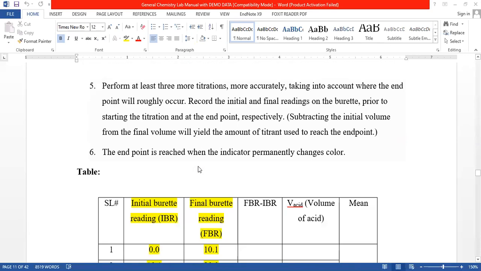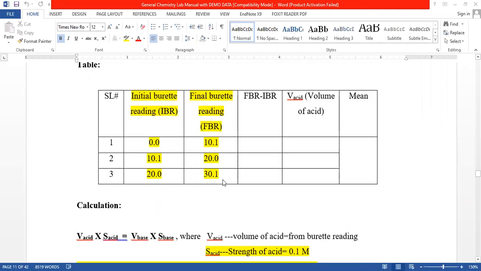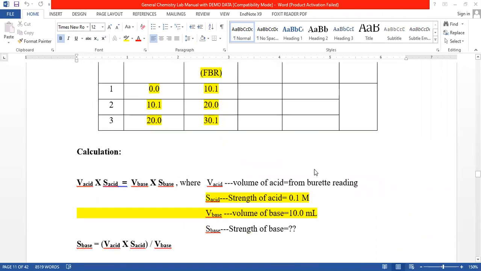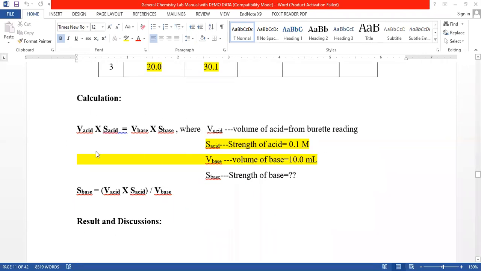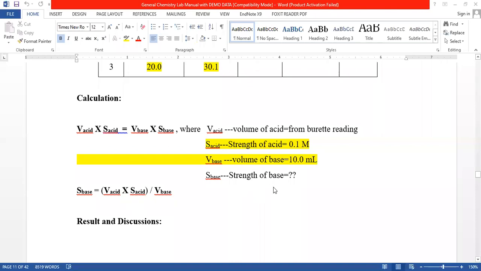And also here is a calculation part, what you don't need to write now, because you have to wait for the laboratory conduction. These are the demo data, but when you will conduct this experiment in the laboratory, you will get the real data, initial burette reading, final burette reading. Now from initial and final burette reading, you will get the volume of acid or volume of the known solution, and putting that value in this equation, you'll find the concentration of the unknown solution. So you have to keep blank this table as well as this calculation.